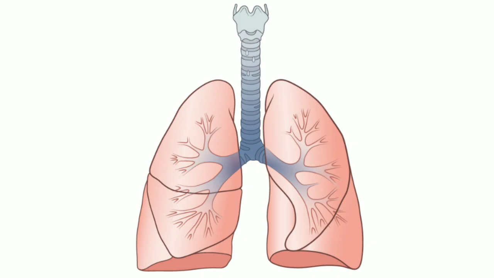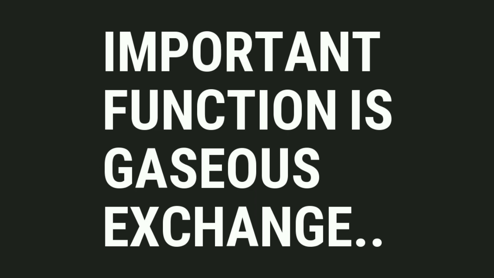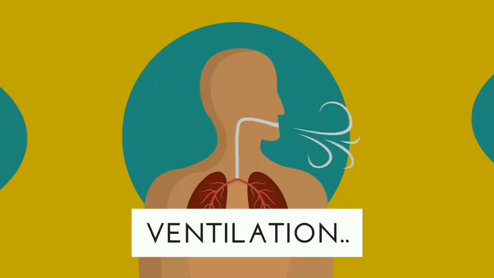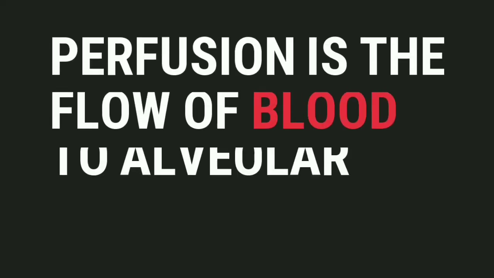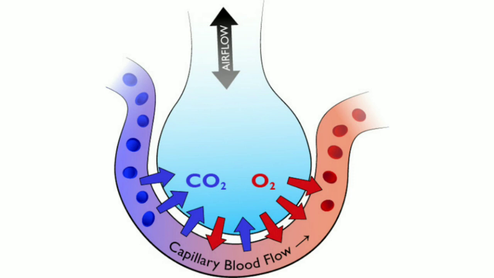Respiratory system consists of two lungs, conducting airways and associated blood vessels. The most important function of respiratory system is gases exchange. Ventilation is the flow of air into and out of the lungs, and perfusion is the flow of blood to the alveolar capillaries.